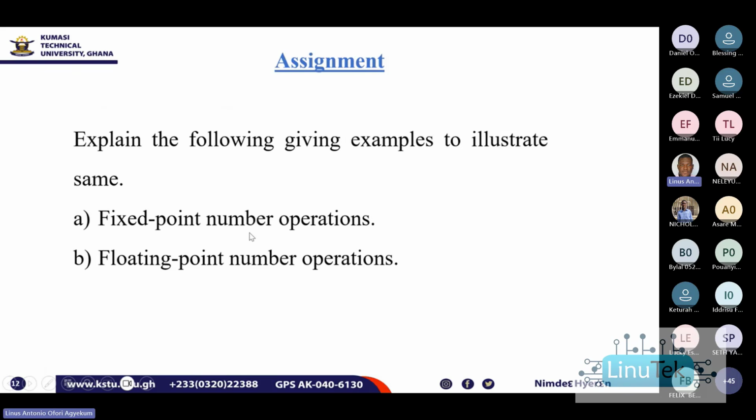This is an assignment for you to go and read. It's not an assignment that you would submit. It's for you to do extra reading to try and understand what fixed point number operations are and what floating point number operations are. So please take your time and read about that. And these are the numbers that are normally operated upon using FPUs.